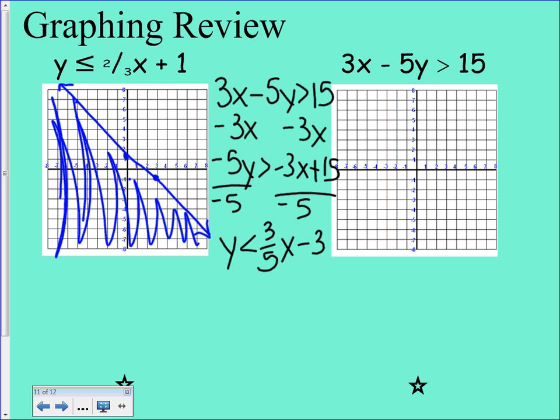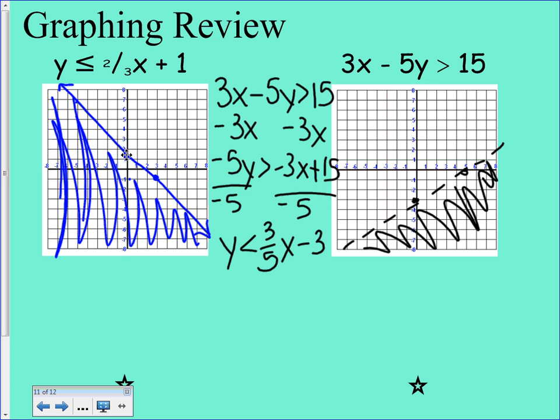So now I'm going to go ahead and graph that. I'm going down 3, and then I'm going up 3 over 5. I notice that I don't have a line underneath my inequality, so it's going to be dashed. The alligator's facing away from my y, so I'm going to go down from my line, and then I'm going to shade that in.